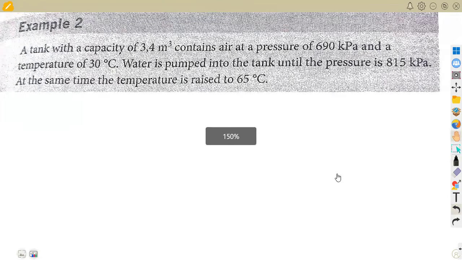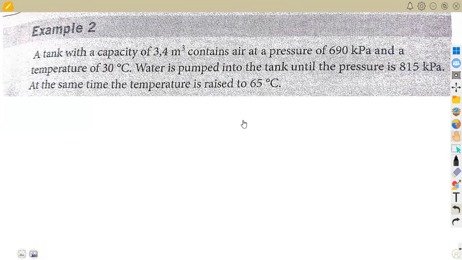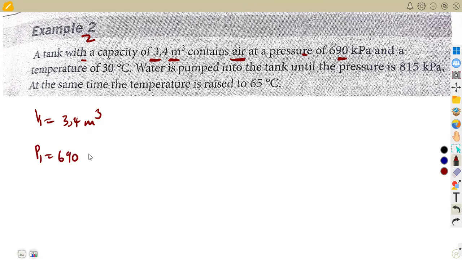All right. Another question for this was given, I think this is a little bit direct also, just like the previous case that we had. All we need again is to take our information that we are given. So there we are given a tank with a capacity. The capacity is the volume. So initially the volume is 3,4 cubic meters, contains air at a pressure. So this is the pressure of air initially at 690 kilopascal and a temperature of 30 degrees. So if we add 273, that means we're going to have initially a temperature of 303 Kelvin.